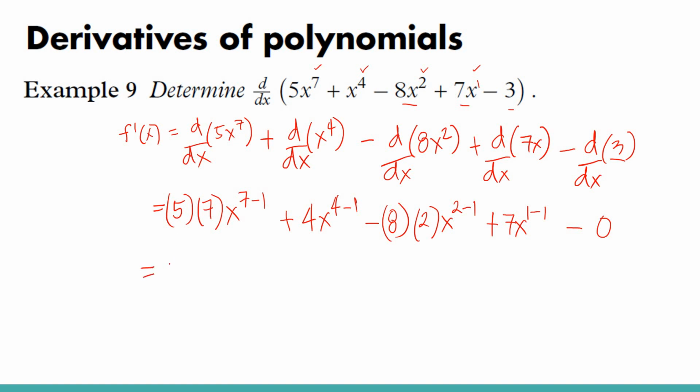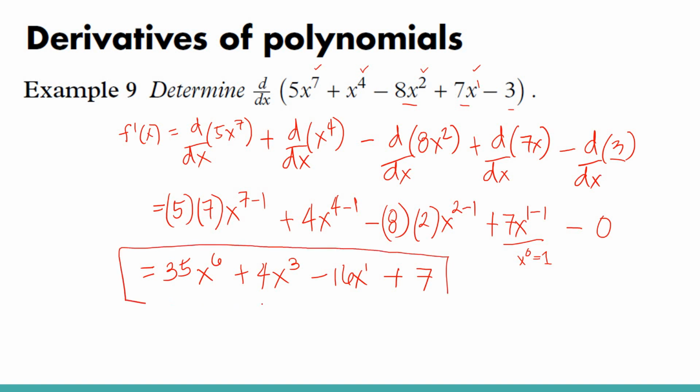Equals 5 times 7, 35x raised to the power of 6, plus 4x raised to the power of 3, minus 16x, plus 7. So x raised to the power of 1 minus 1 will become x raised to the power of 0, and this is equivalent to 1. So the remaining is 7. So this is the derivative of the given polynomial.